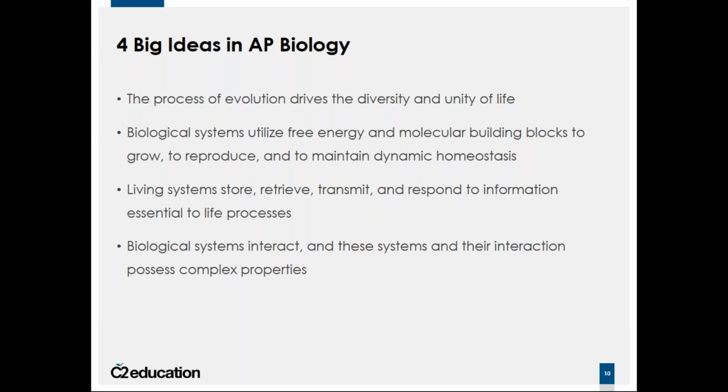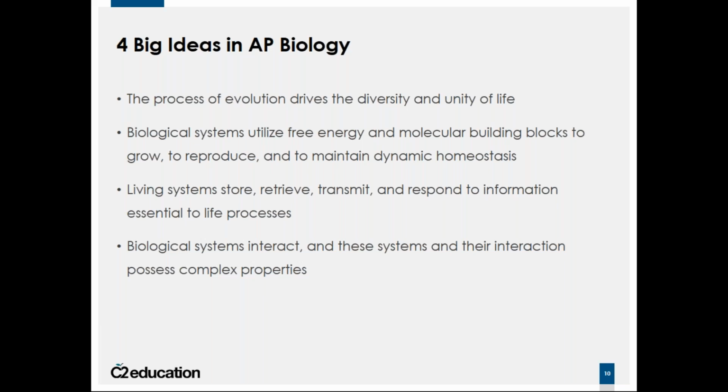I'm just going to pop them all up there for the time being. But these 4 big ideas: evolution drives diversity and unity of life; biological systems utilize free energy and molecular building blocks to grow, reproduce, and maintain homeostasis; living systems store, retrieve, transmit, and respond to information; and biological systems interact. These 4 big ideas make up everything that you should know and learn for the AP Bio course and for the AP Bio exam.